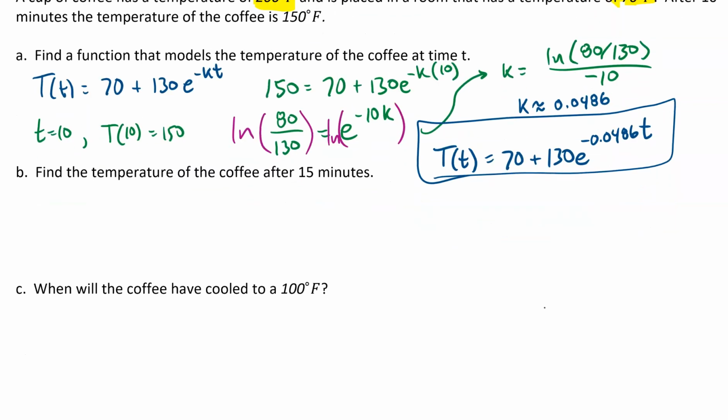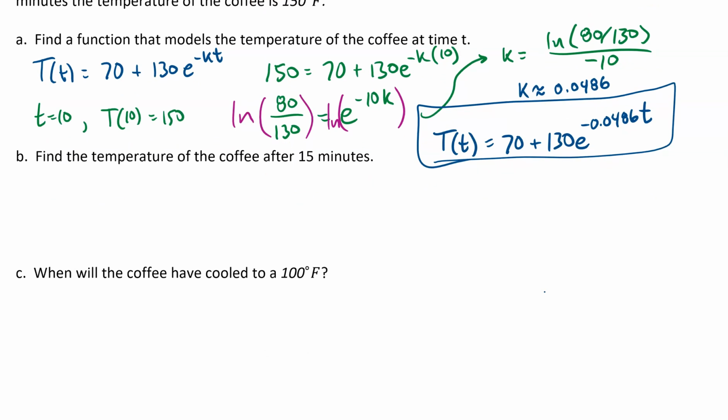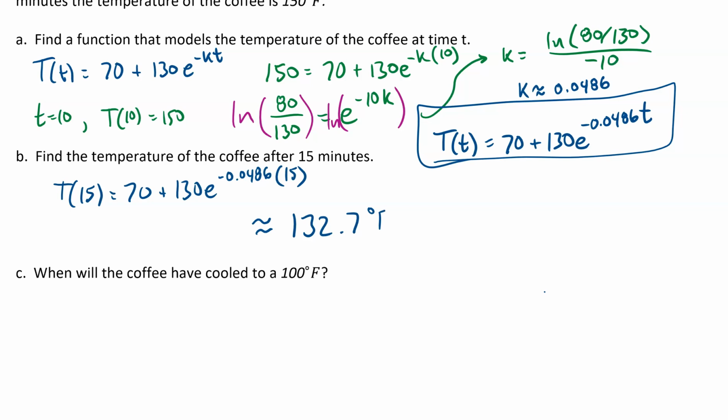So part B is pretty straightforward. We just need to find the temperature after 15 minutes, and we can do that by plugging 15 into our formula. And with a calculator, you should see that we end up with something about 132.7 degrees Fahrenheit.